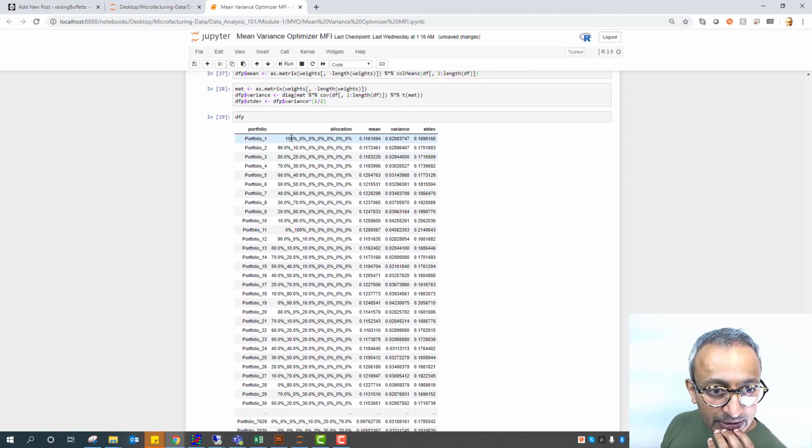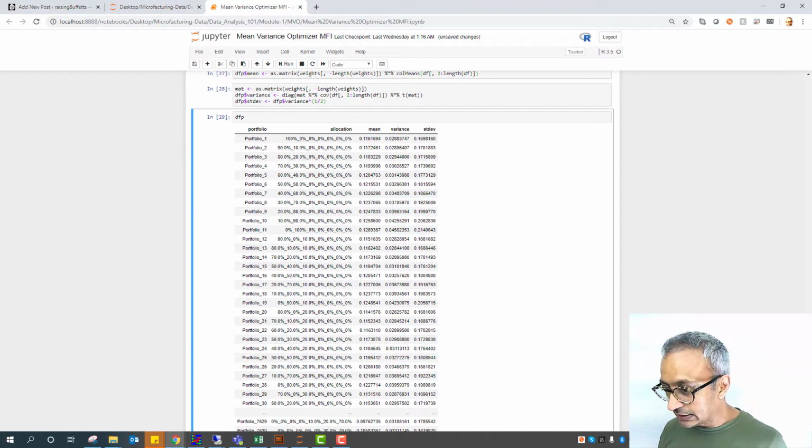See, this is 100% in one asset class and 0% in the remaining. And it has a mean, it has variance, it has standard deviation. You see that different combinations of portfolio have different values for the mean and standard deviation, which is what we are after. So all this stuff we have done is basically to get to a point where we can run through different portfolio combinations to come up with these two values.